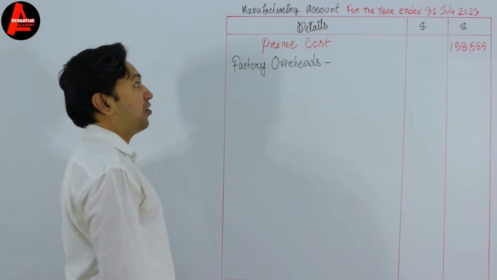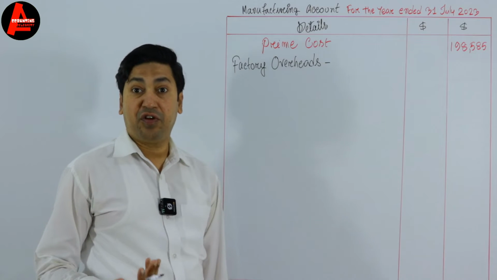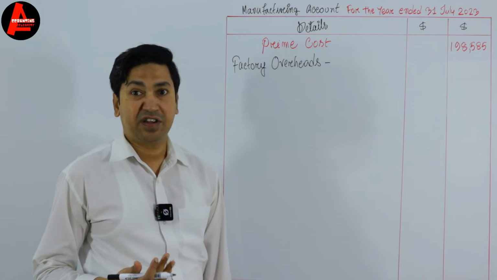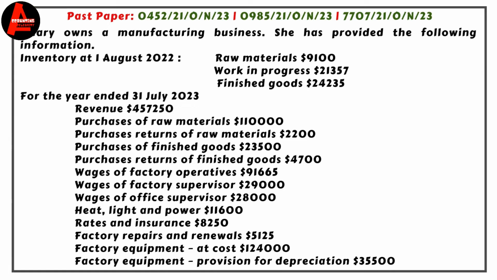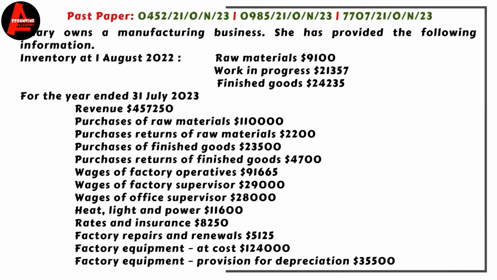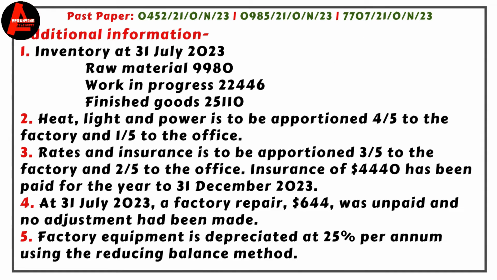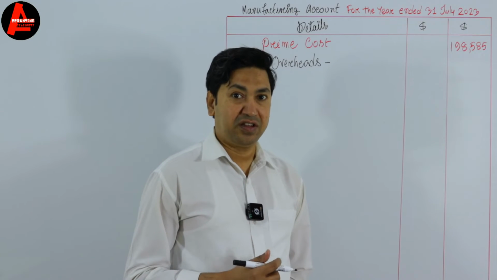So what are our factory overheads? We are following a question taken from O-level accounting first paper. We see here Hillary owns a manufacturing business. She has provided the following information. First, three amounts: inventory at 1st August 2022, where we have inventories of raw materials, work in progress and finished goods. Then we have amounts for the year ended 31st July 2023. Then at the end of the question we have 5 adjustments. We need to adjust all of these to the relevant items given in the question.